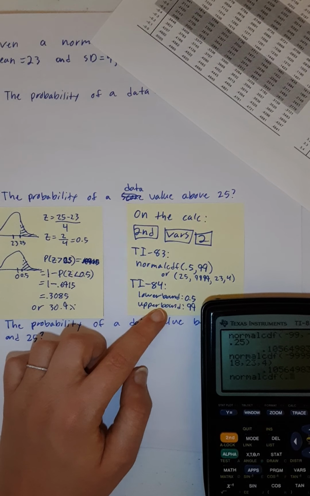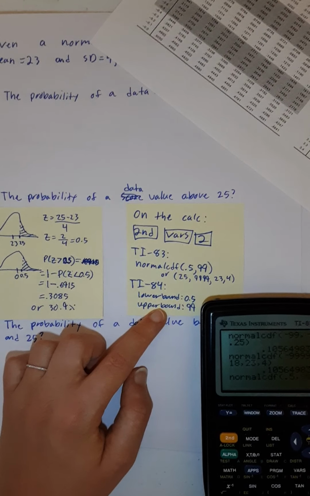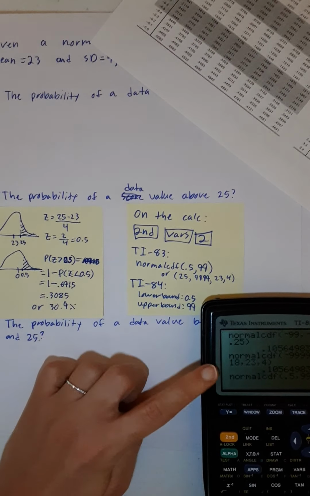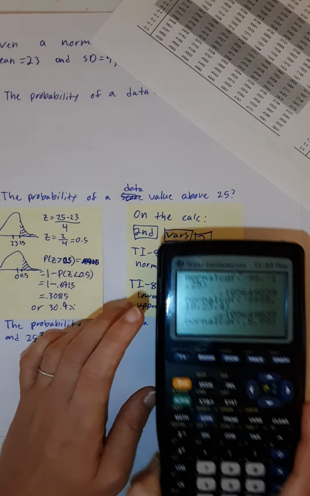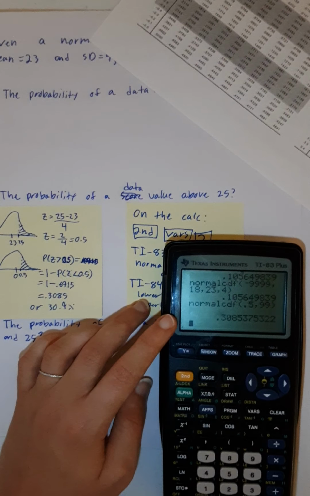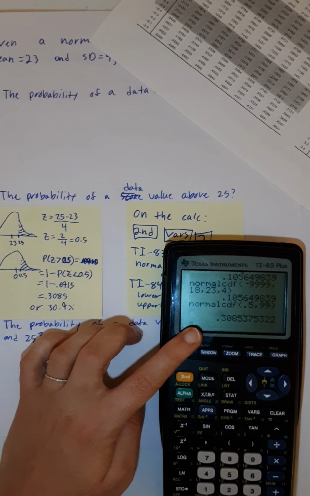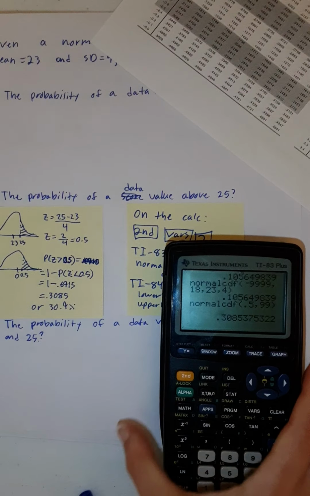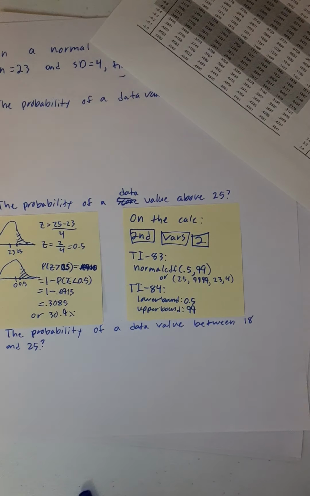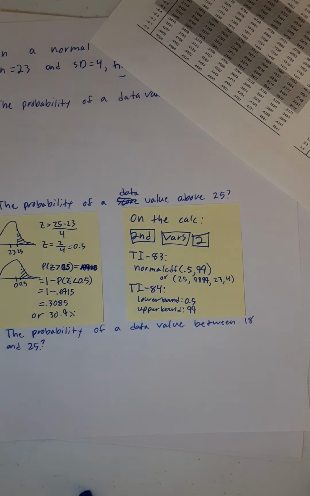Either way, I'll use the z-score version this time. I'm assuming I've already found the z-score, and I'm plugging that in instead of the original data, and I get the same answer I got on my table. So they'll always be the same. You can just decide what you like better.